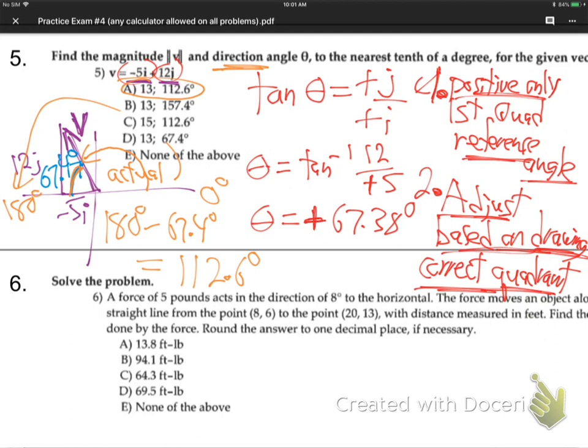Does that make sense? We'll do a ton of those, so you really want to get used to that. So how do you find the direction angle of a vector? You do tangent inverse of positive j over i. Get your reference angle, draw it, and adjust it for the correct quadrant. We'll do a ton of those in the next chapter. So the angle is 112.6. In other words, this vector is 13 long, headed in the direction 112.6 degrees.